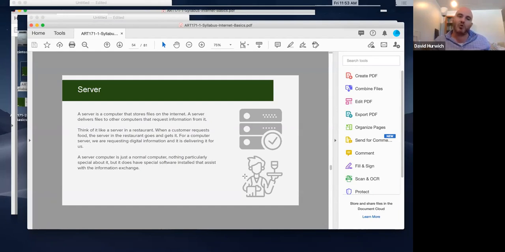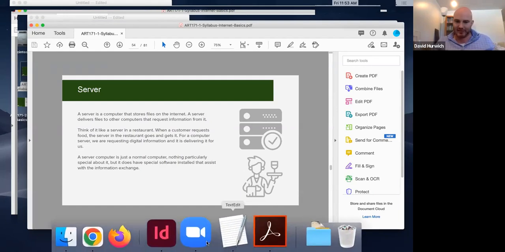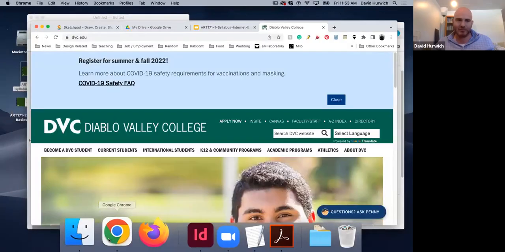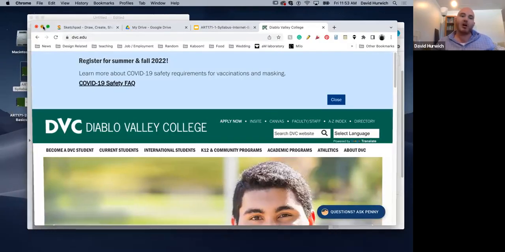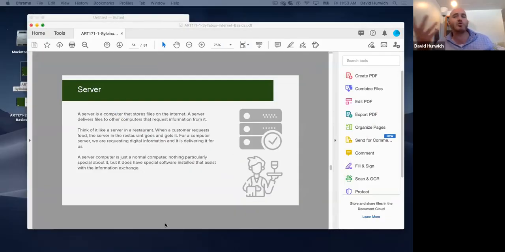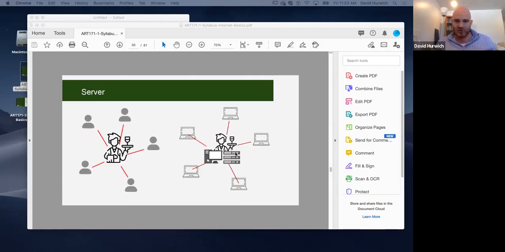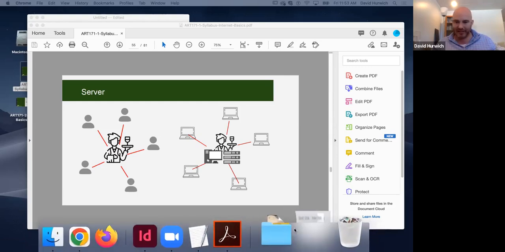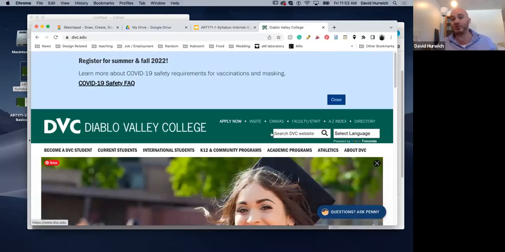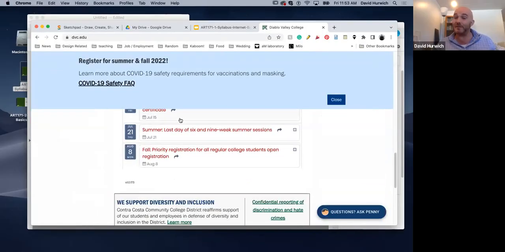Okay. So for a website like say diablovalley.com or dvc.edu, I should say, all of the files for that website have to be stored somewhere that we can get access to. And that is stored on a computer, and that computer is referred to as a server. Okay, so a server's job is other computers will try to connect to it and get information or files from it. Files like this picture, this text, this web page as a whole. This is the information that we're trying to get from the server.